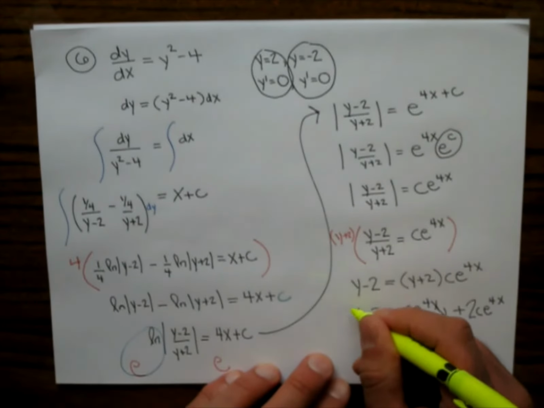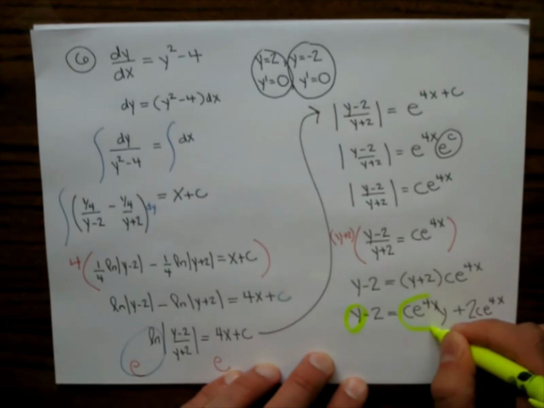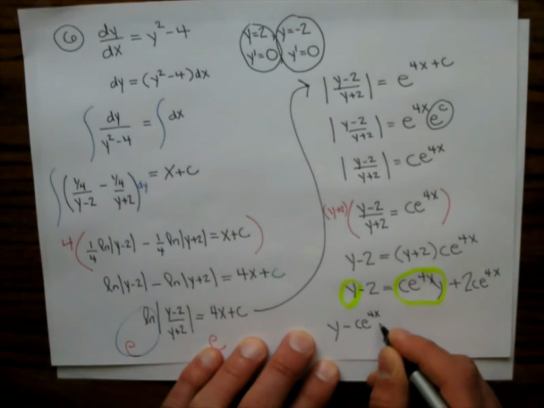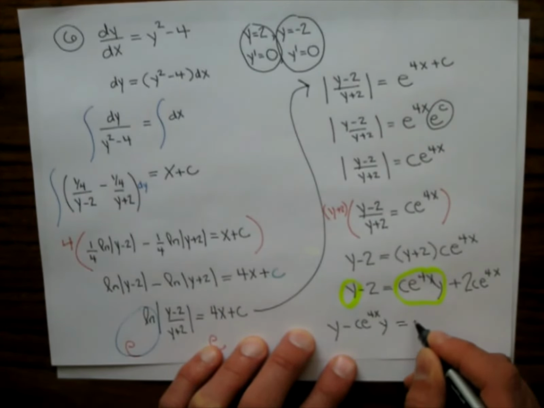Okay, so my y terms, that guy right there, and this guy right here. I want to get my y terms on one side and my non-y terms on the other side. So in order to do that, I'll go ahead and subtract ce to the 4x y, and then I'll add a 2 to both sides. So this equals 2 plus 2ce to the 4x.